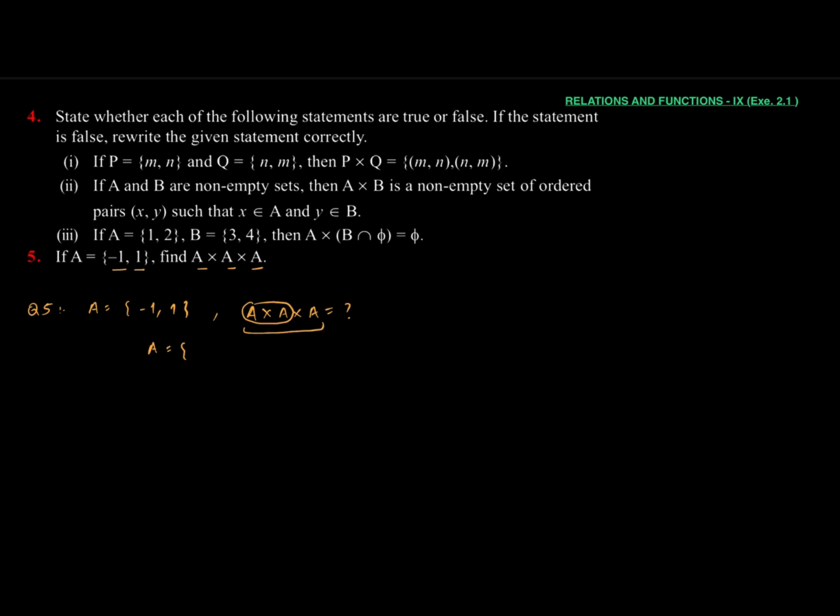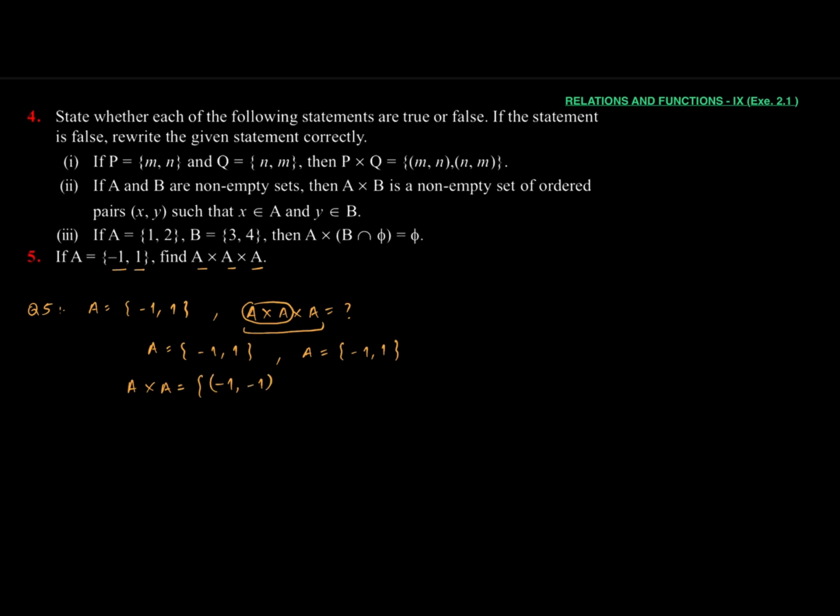Taking set A with elements as -1 and 1, and again taking the same set, that is set A. Now what will be A cross A? So here we'll be taking the first element of first set and forming its ordered pair with each element of second set. Then afterwards we'll be taking second element and forming ordered pairs of this very element with each element of second set.